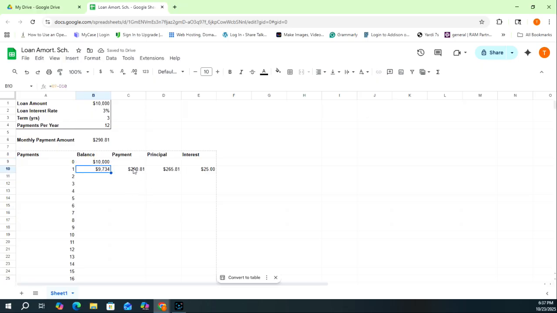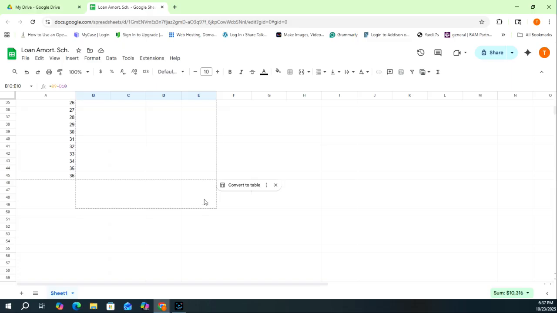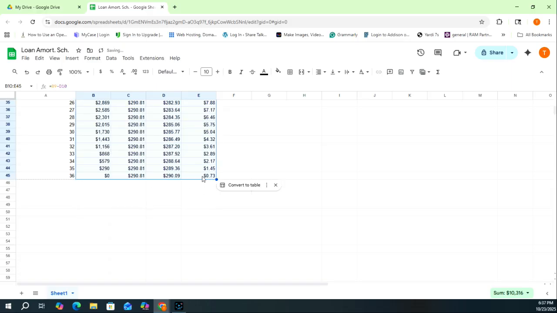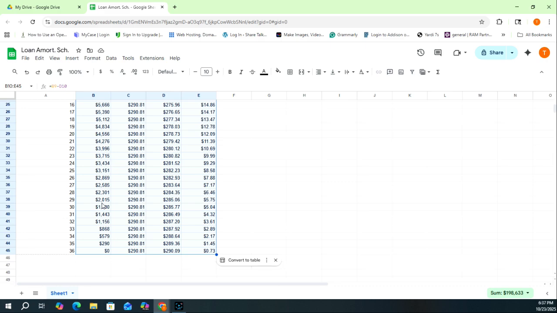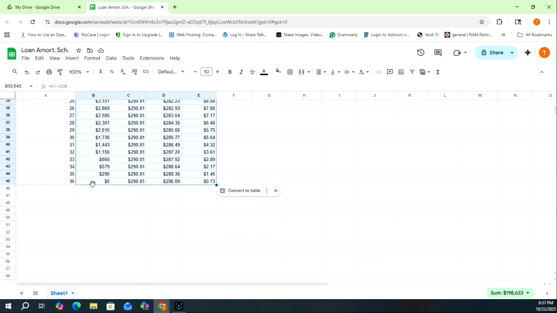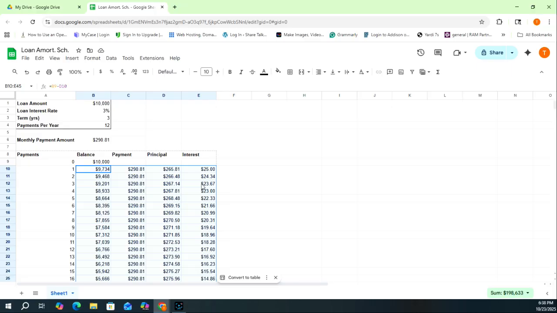And now that I have everything set up, I can complete the rest of this amortization schedule by clicking here and dragging all this down to the 36th payment. And when I do that, you notice that in the balance of our loan, once we get to the last payment, it's 0 once we make that payment. That is how you can make an amortization schedule within Google Sheets.